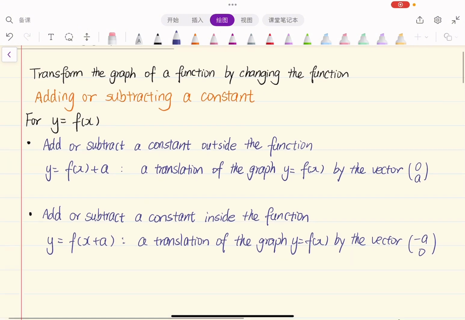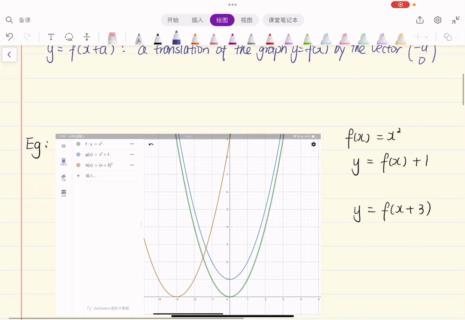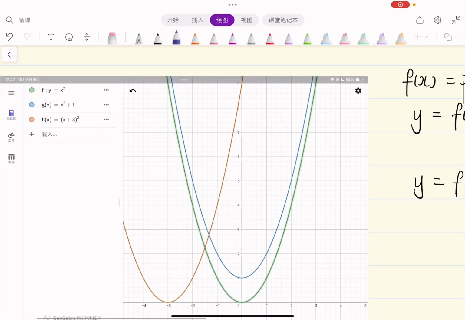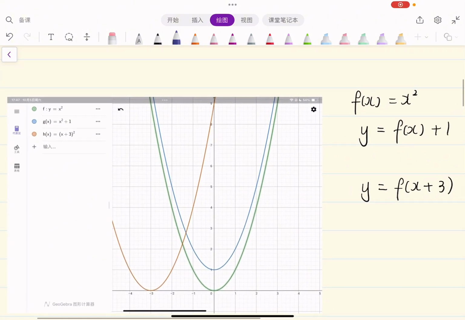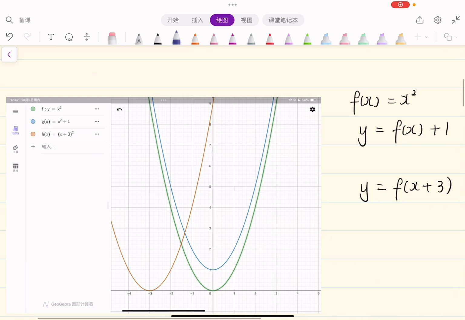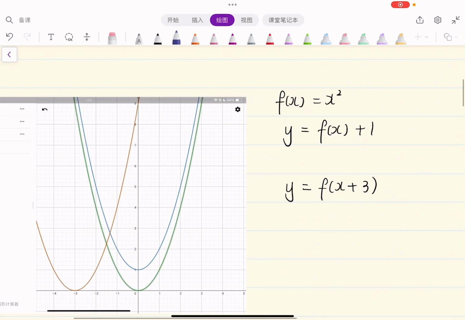Now we can see an example. We have f(x), that is y equals x squared, the green line, and g(x), that is y equals f(x) plus 1, which is x squared plus 1, the blue line, and h(x), the orange line, which means f(x plus 3), so that is (x plus 3) squared. In the graph, we can see that.